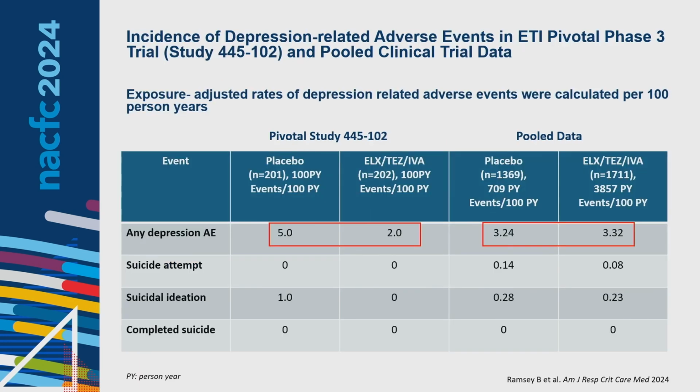So this is first looking at clinical trial data with the pivotal study shown on the left, 445102, and then pooled data from 14 other clinical trials. They looked at the exposure-adjusted rate of depression-related adverse events, and this was calculated on per 100 person years. So starting with the pivotal study, you see that there was an adjusted depression-related adverse event rate of 5 per 100 person year in the placebo group compared to 2 in the ETI group. And then again, the results are similar with the pooled data.